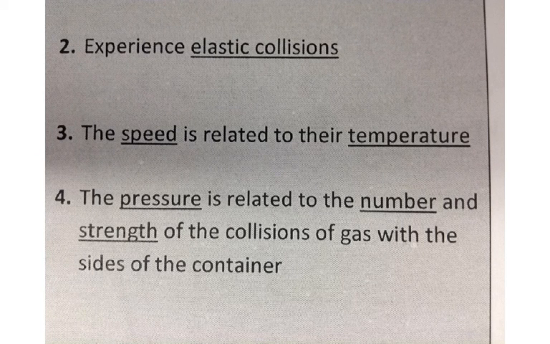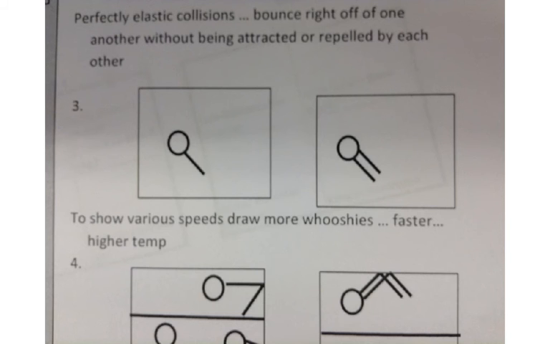All right, the speed is related to its temperature, and we've talked about this. So what that means is that the faster you go, the higher the temperature. The slower the particle is going, the lower the temperature. So what you do to show this is you draw a particle, and it has either one whooshy line or two or three or four, but the more whooshy lines you have, the faster those particles are going, which means it is at a higher temperature.